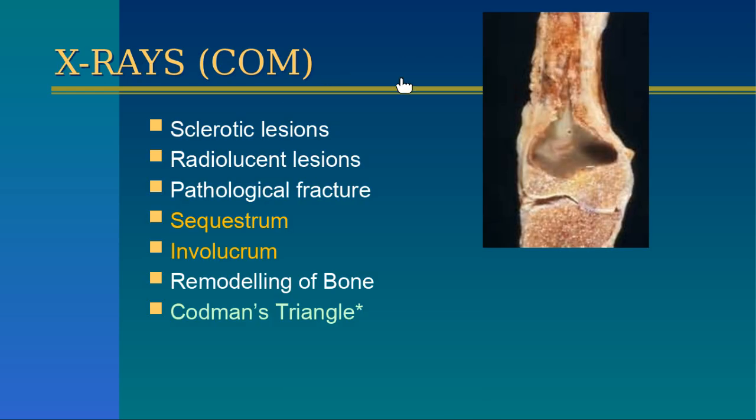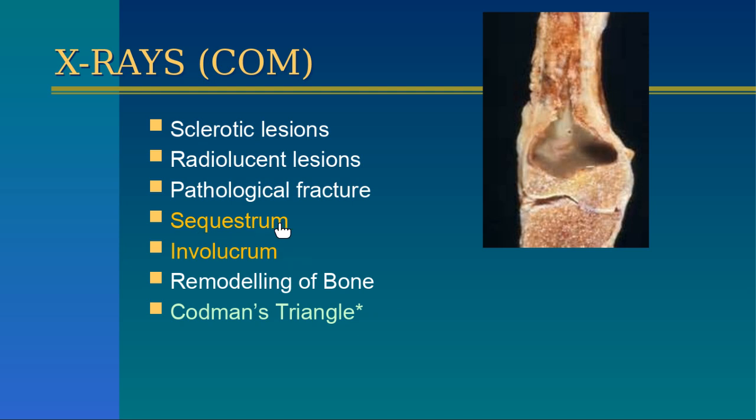With chronic osteomyelitis, you may see sclerotic lesions, radiolucent lesions, pathological fractures, the remodeling of bone, Codman's triangle, not specific to osteomyelitis. You can also see it in malignancies. It just speaks to the aggressive nature of what's happening. Sequestrum and involucrum are highlighted.